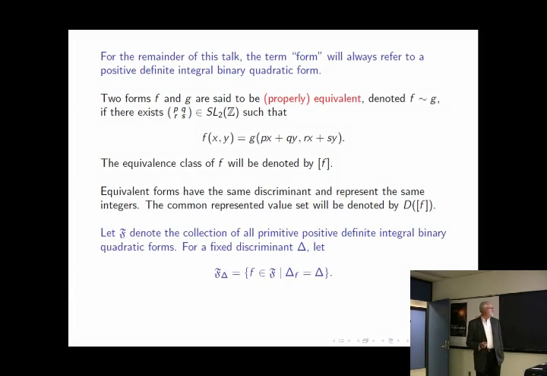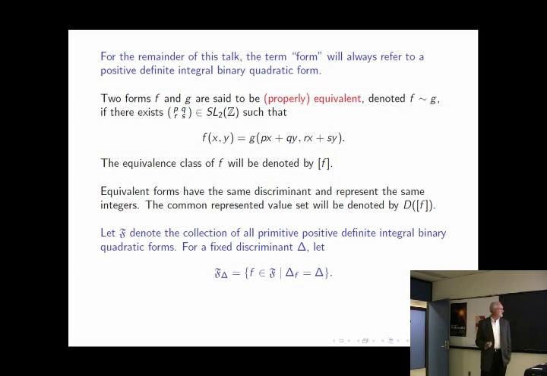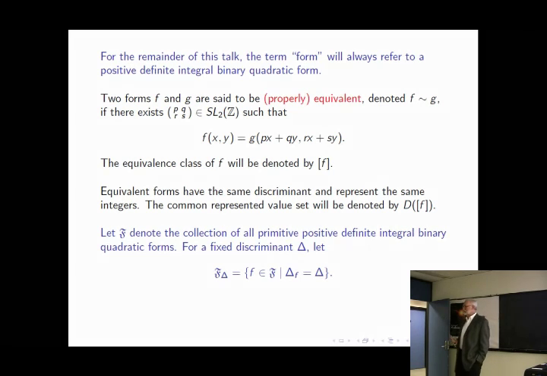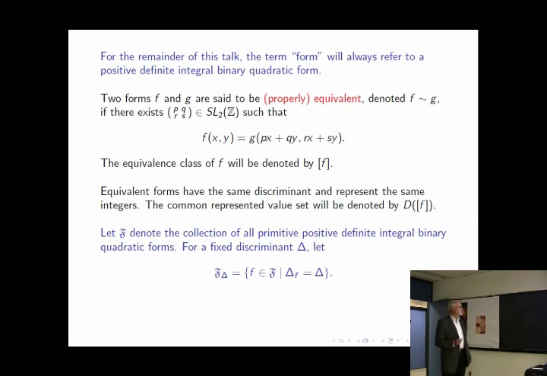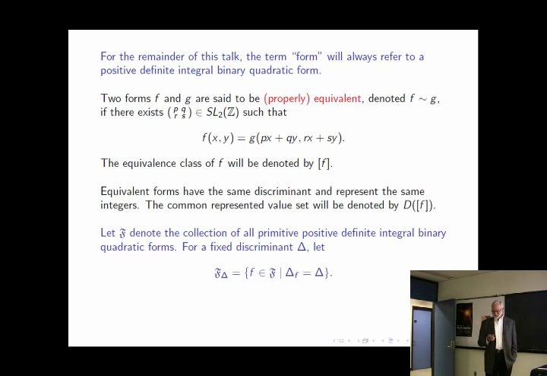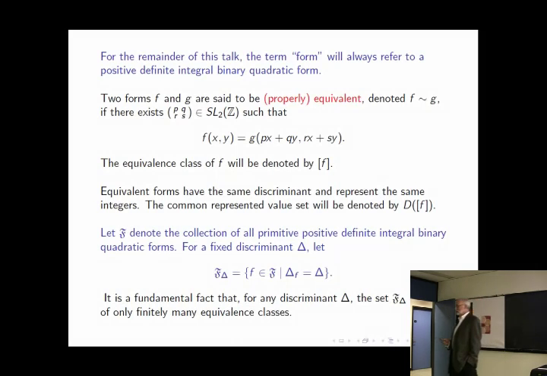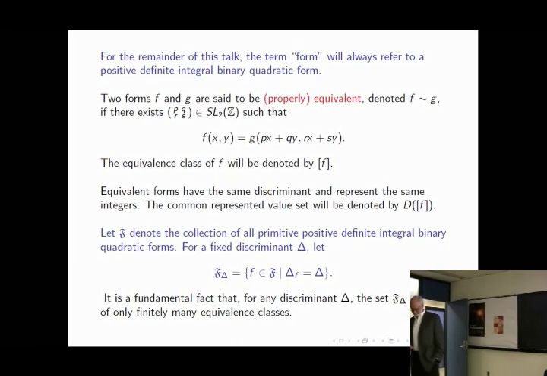I'll let script F here denote the collection of all the primitive positive definite integral binary quadratic forms. So these will only be the primitive ones. And for a fixed discriminant delta, I'll use F with a subscript delta to be the primitive ones with that discriminant. Then what have we gained by this equivalence relation? Well, it's a fundamental fact that for any discriminant, that set consists of only finitely many equivalence classes. So it reduces us down to a finite set.